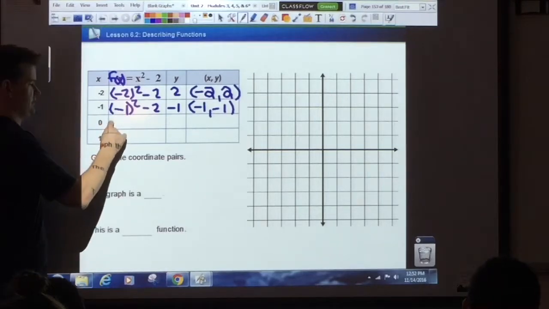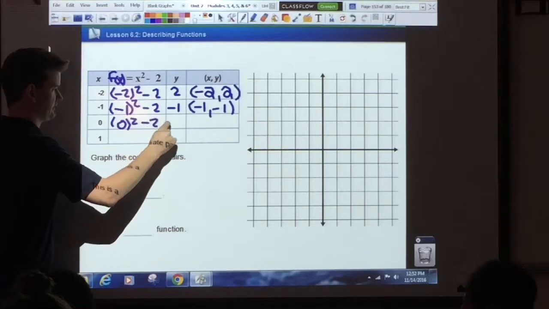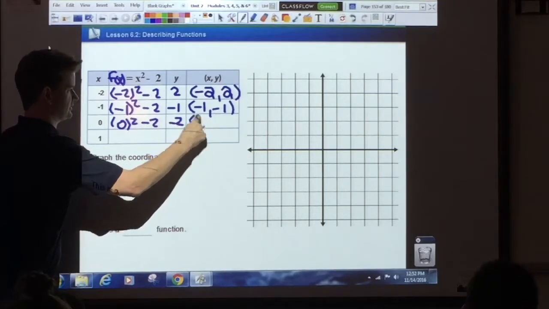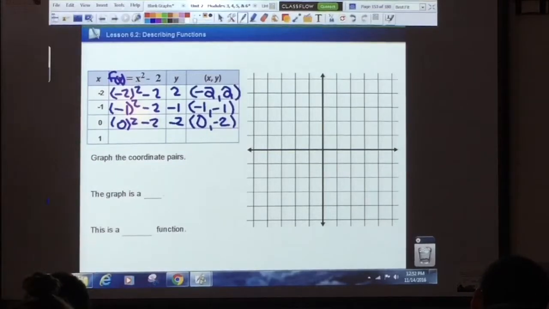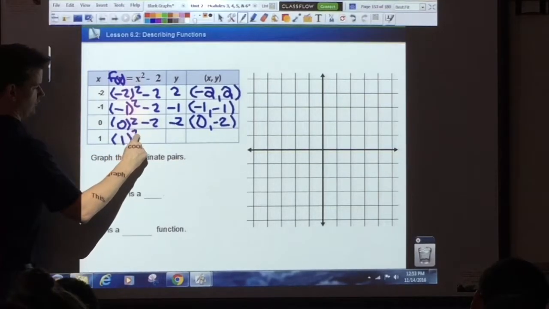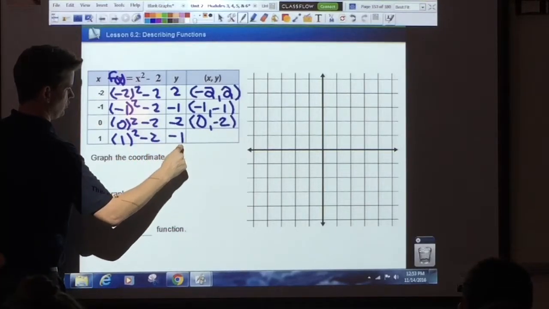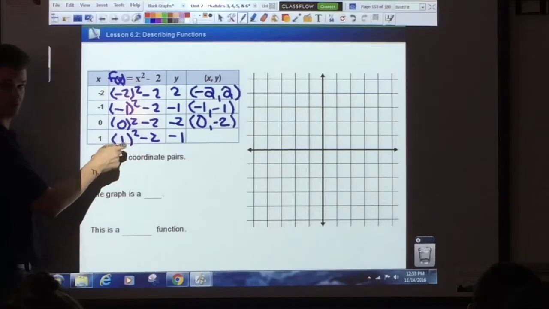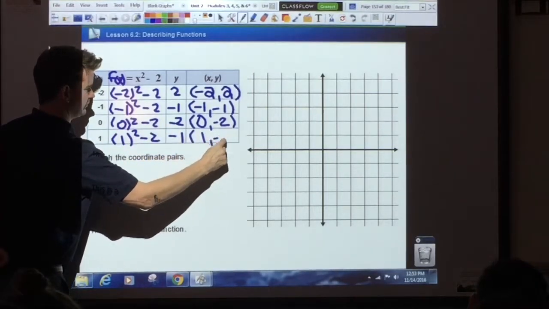I substitute in 0. What is 0 squared? 0. Minus 2 gives me -2. So this is 0, comma, -2. I substitute in 1. What's 1 squared? 1. 1 squared minus 2 is -1. 1 minus 2 is -1. So that gives me 1, comma, -1.